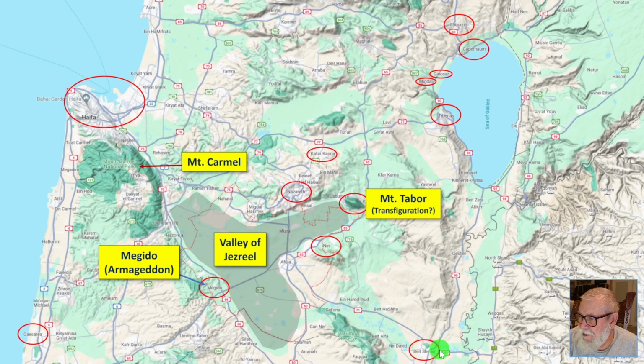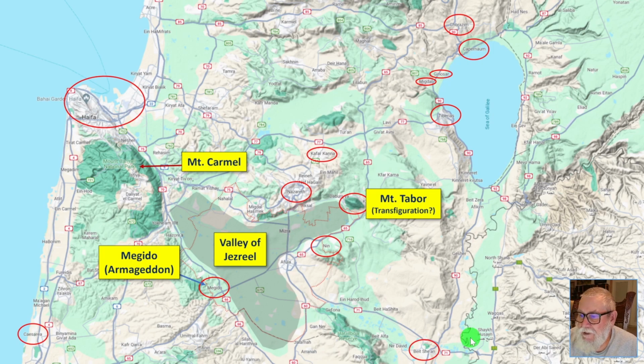This city right here, Bet Shan, was where the Philistines took the body of King Saul and his sons, or bodies, and nailed them to the wall of the city. And then some brave Israelite men came and took the bodies down from the wall and buried them in the land of Saul's ancestors.